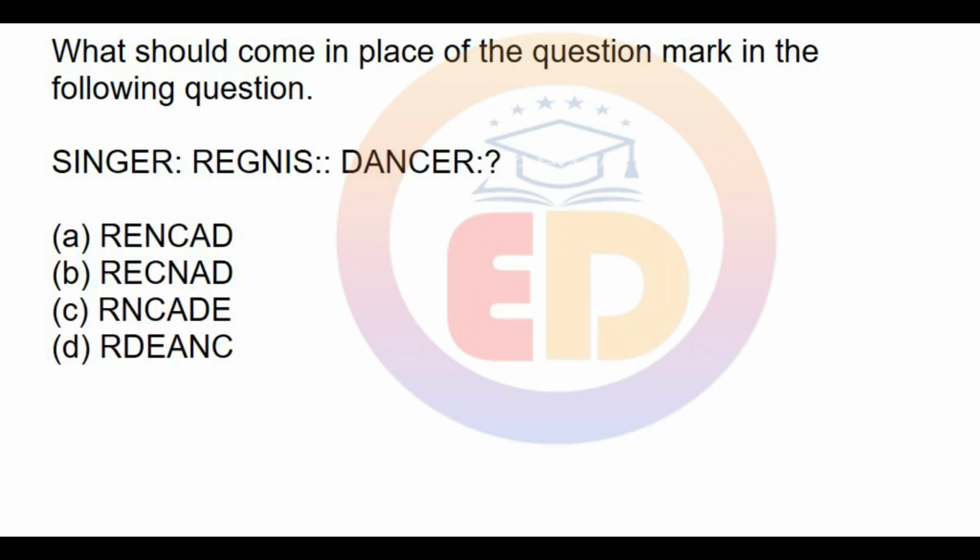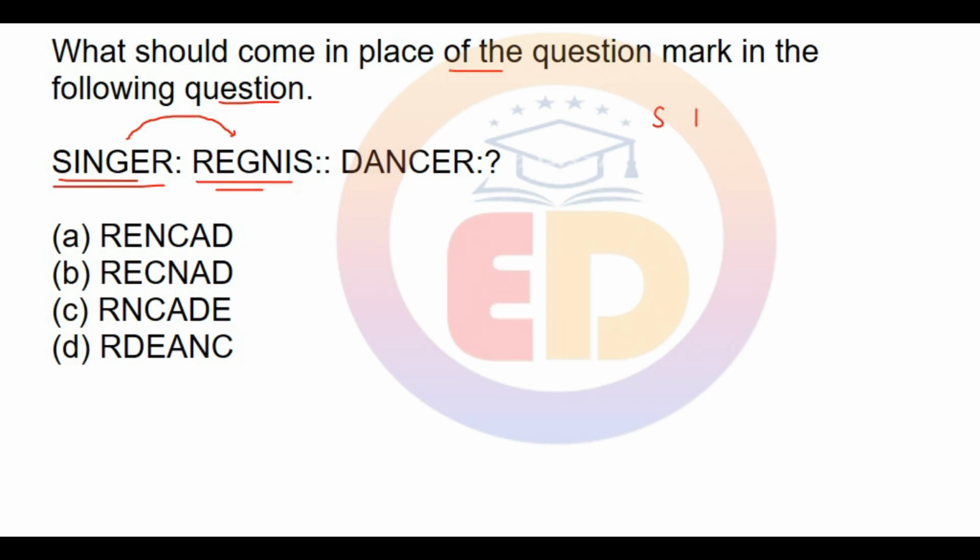What should come in place of the question mark in the following question? Here the first word is singer and the second word is regnis. If you closely observe the relationship between the first and the second word, the second word is obtained by reversing the letters of the first word.